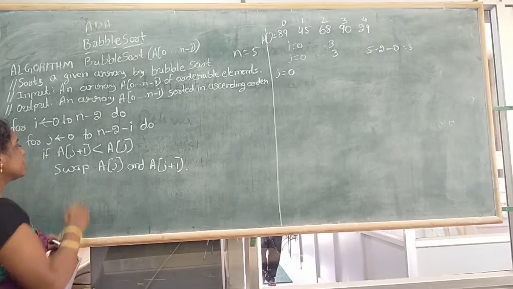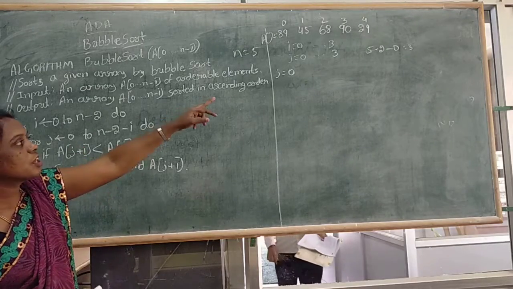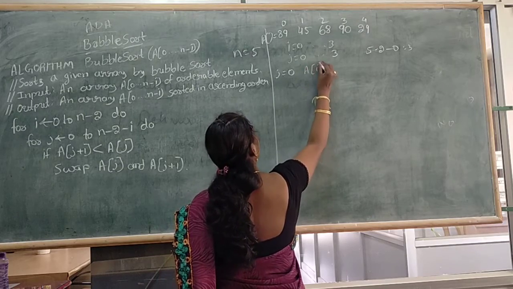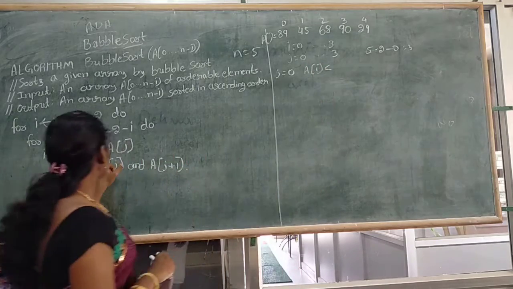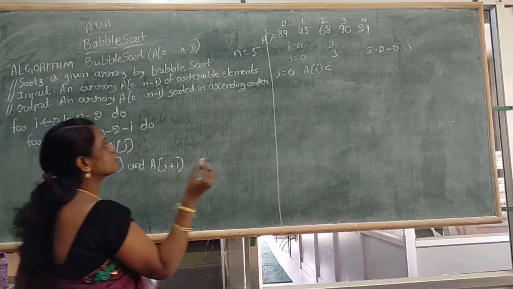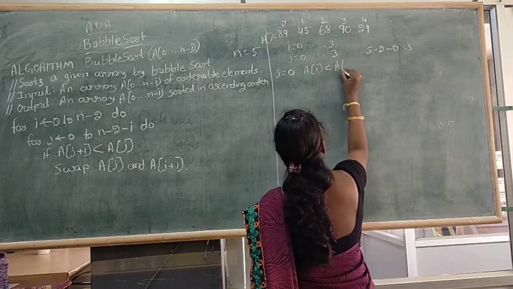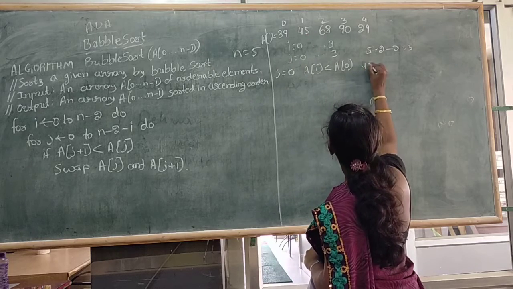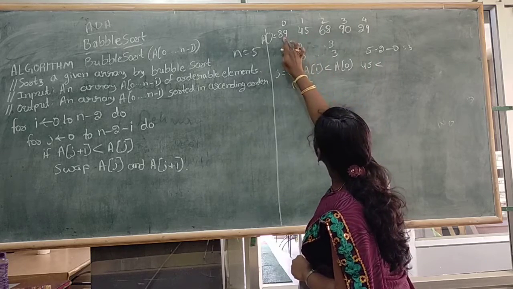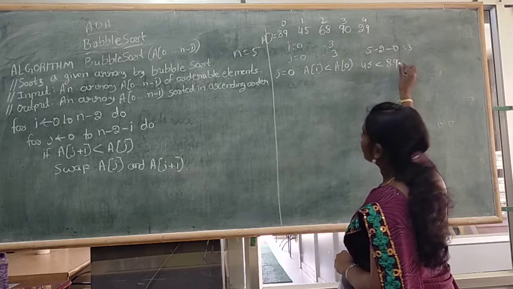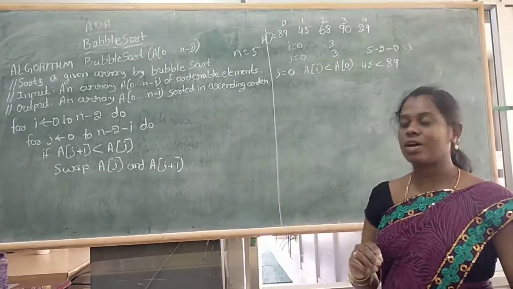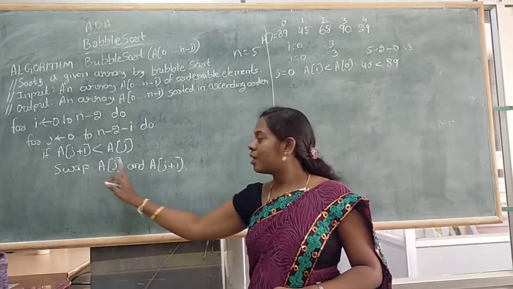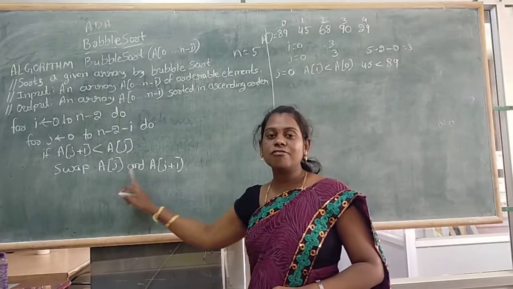Check the condition: A of j plus 1, so 0 plus 1 becomes A of 1, less than A of j. j is 0, so A of 0. Check: how much is A of 1? 45. Less than A of 0, how much is it? 89. So the condition is true. If the condition is true, this statement executes. What is it? Swap A of j and A of j plus 1.